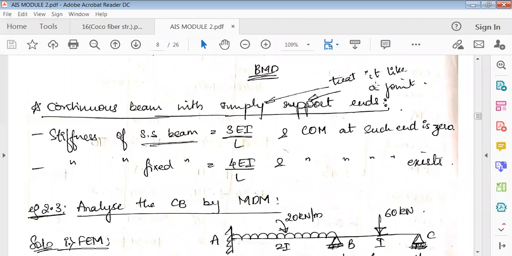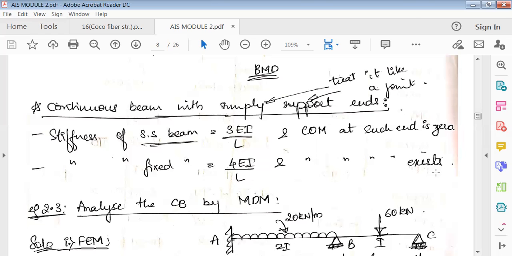Hello everyone. Okay, so the next concept is we have already studied the stiffness of the fixed beam. So we know that in a continuous beam, if the end beams are fixed and the intermediate beams are simply supported, the complete beam will be treated like a fixed support only. That's why we have taken the distribution factor as 4EI by L. So stiffness of a fixed beam is 4EI by L, and the carryover moment at such an end exists, and the carryover moment would be half of it.